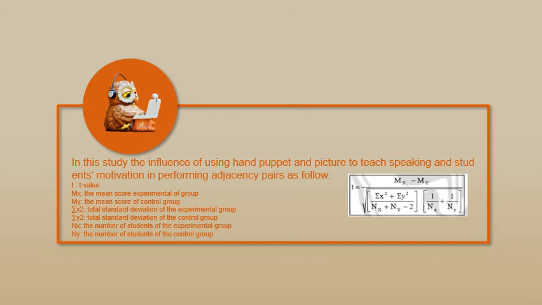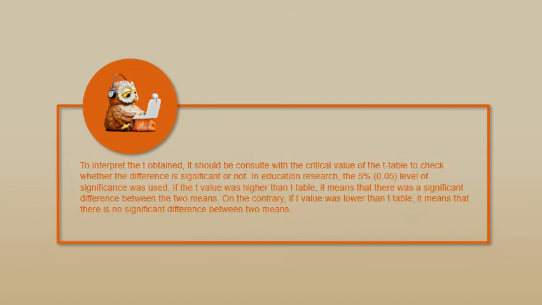And nx is the number of students of the experimental group, and the last is ny, the number of students of the control group. To interpret the t obtained, it will be consulted with the critical value of the t-table to check whether the difference is significant or not.